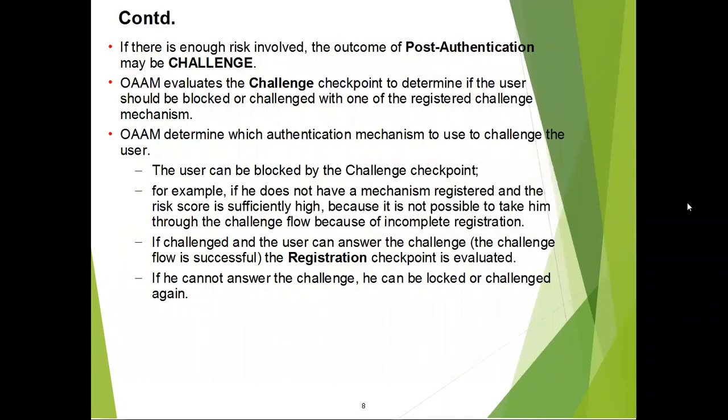Considering you are challenged, that means the policies inside that checkpoint say this user needs to be challenged. It could be because you are blacklisted, so in post authentication you are checking the blacklisting, or it could be a pattern. You are logging in to a system at 2 p.m. Usually you log in between 10 a.m. to 1 p.m. So today you are logging in at 2 p.m. So okay, challenge the user.